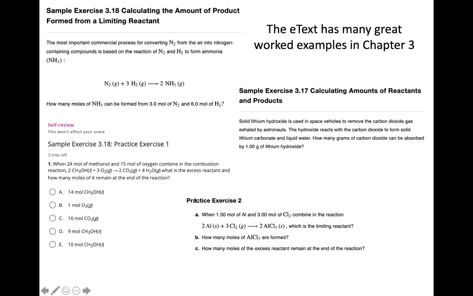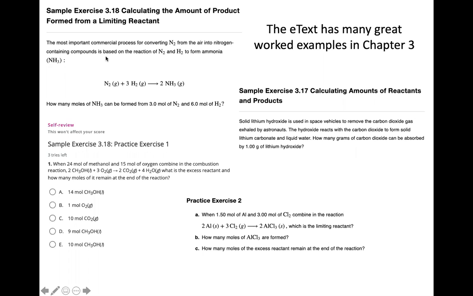Almost all of these, if you look within chapter 3 within the e-text, there's a really great set of resources. Time and again, what you're going to find are sample exercises. Sometimes there's video explanations. They're paired with questions that you can then try right on the spot, either these self-review ones or different practice exercises. Notice the titles within here. Calculating the amounts of reactants and products, where it's giving you a word description. Here's one involving a limiting reactant.